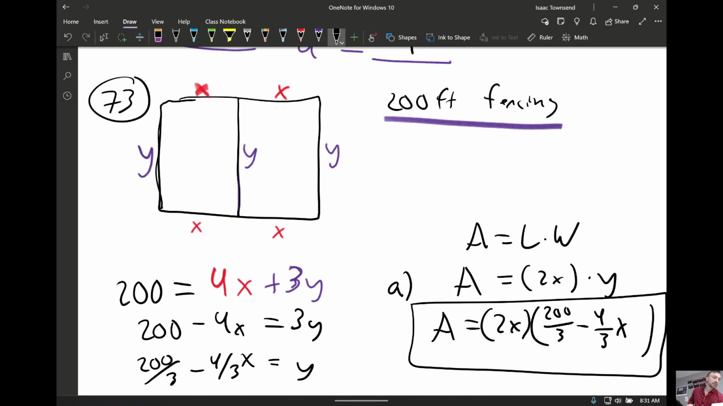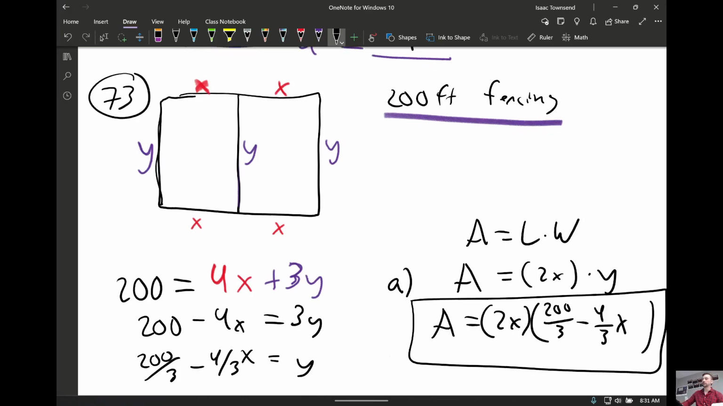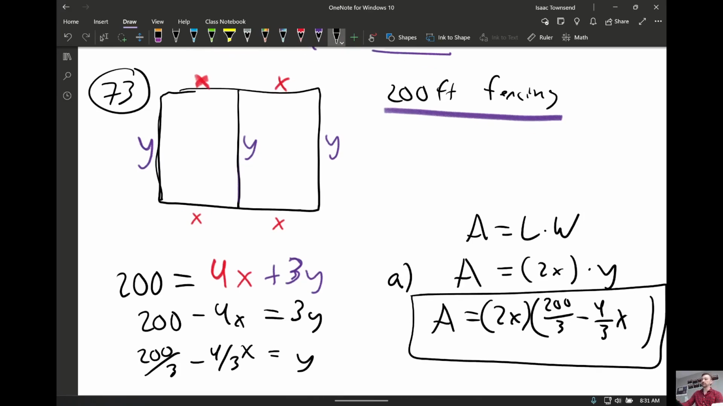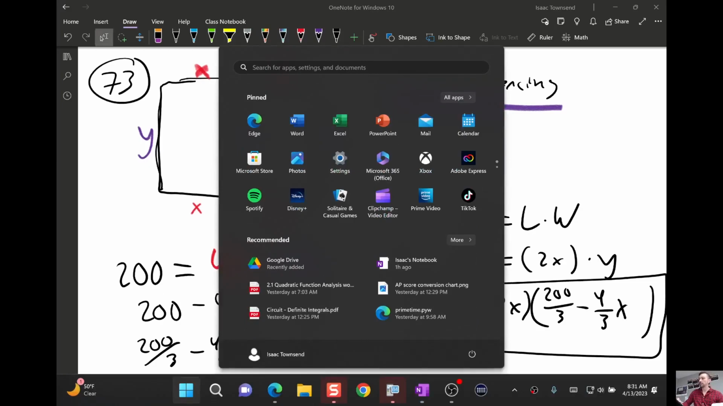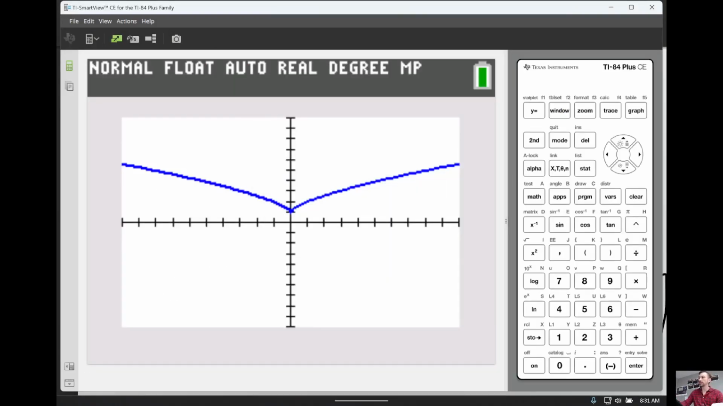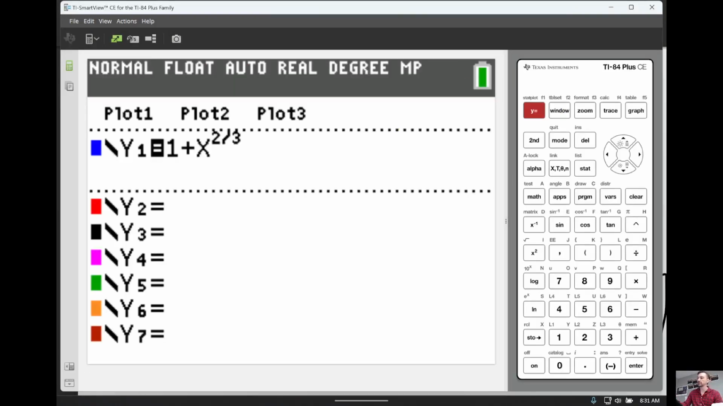And then what dimensions would produce a maximum enclosed area? Basically they're saying if you've got this function and you want to maximize it, maximums occur at a vertex. So it's just a real world application of what a vertex would be. Now I guess you could distribute this and try to get it in a nice looking form and find the vertex by hand. But realistically I would probably just graph it.